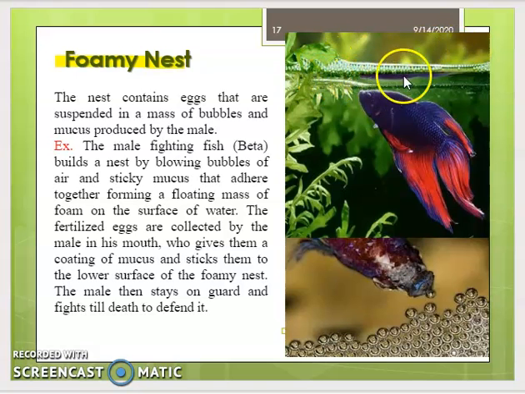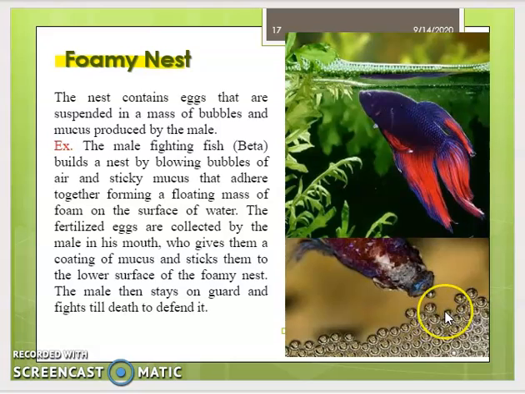You can see the floating mass of bubbles above the surface of water. And the fertilized eggs are collected by the male in its mouth, who gives them a coating of mucus and sticks them to the lower surface of the foamy nest. So you can see these are the bubbles that are surrounded by the mucus, and that is made by this male fish to stick over to any surfaces.